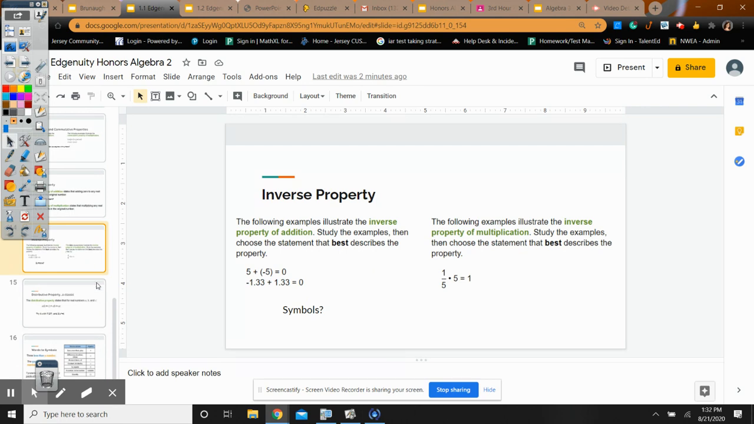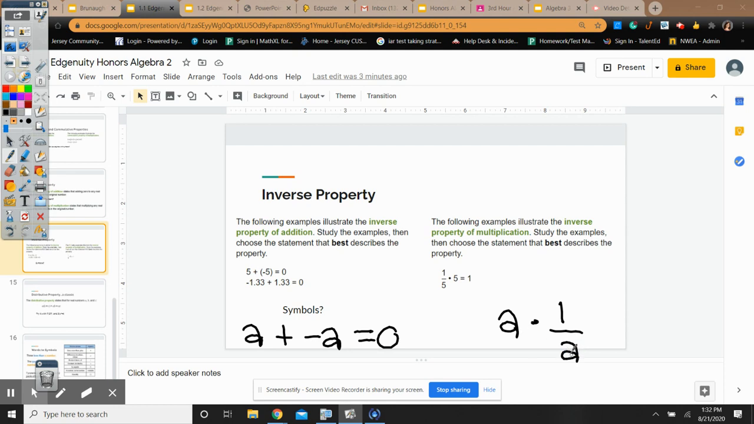Okay, inverse property. There's also something called the additive inverse. It's something that undoes something. With addition, it's the opposite. So if you take A plus negative A, you will get 0. For multiplication, you take the reciprocal. If I take A times 1 over A, I get that identity element, which is 1 for multiplication and 0 for addition.